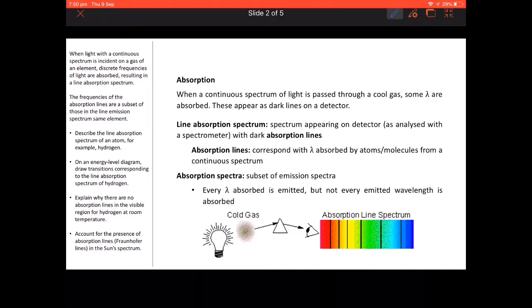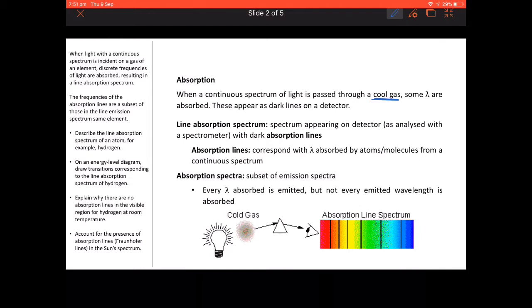The gas generally has to be cool, so it's not already excited. Generally, if a gas is heated, the electrons will be in higher energy states, the atoms of the gas will be excited, and if you pass light through, then the light won't be absorbed because those electrons are already above their normal energy level.